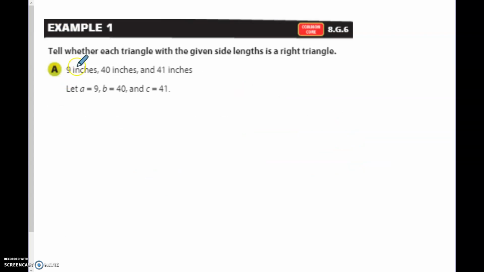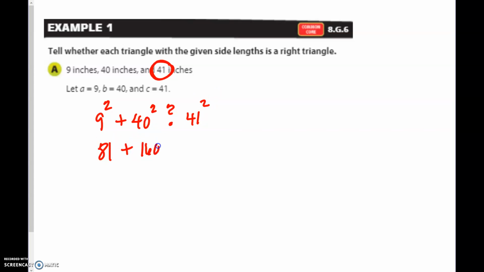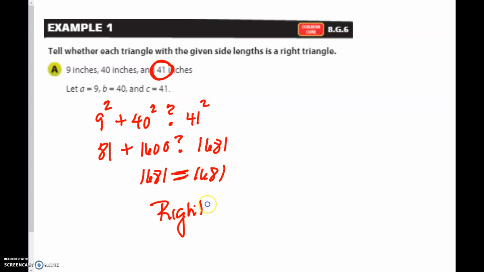All right, let's try another one here. So we've got the numbers 9, 40, and 41. Okay, remember the 41, the biggest number, has to always be the hypotenuse. So does 9 squared plus 40 squared, does that equal 41 squared? So 9 squared is 81, 40 squared is 1600, and 41 squared is 1681. So we want to know, are those equal? Well, that's 1681 and that is 1681. And because it's equal, we have a right triangle.